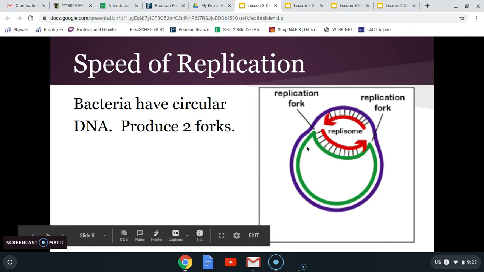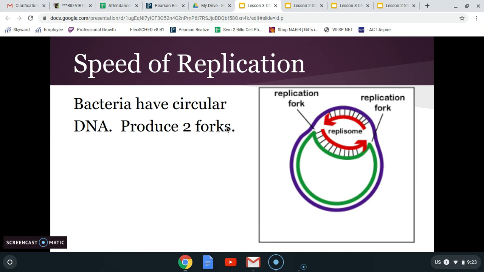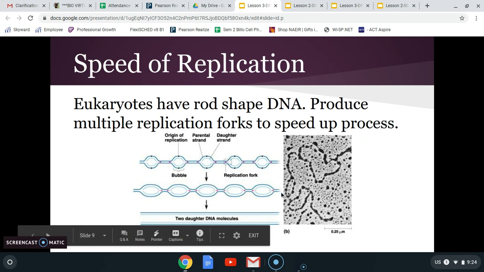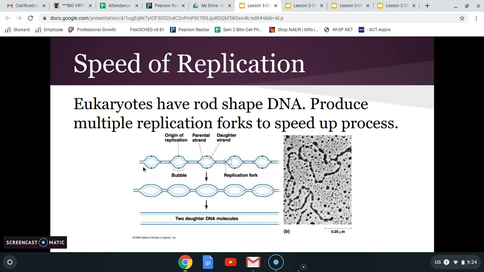Now, this is bacteria, a circular piece of DNA. You have 46 chromosomes, and you're going to have to replicate those in a very short time span. So in eukaryotes, we speed this process up by replicating DNA in multiple locations. The more replication forks you have, the faster the process goes. I don't want to get into too much detail about that. I just wanted you to be aware of that.